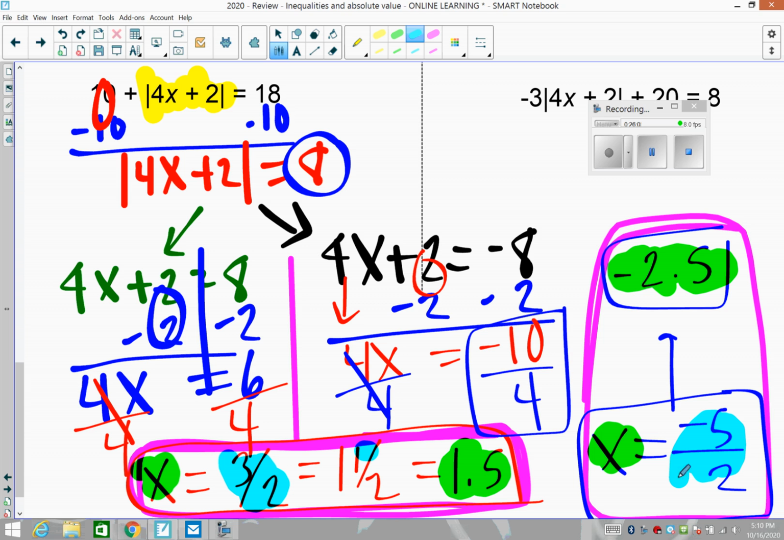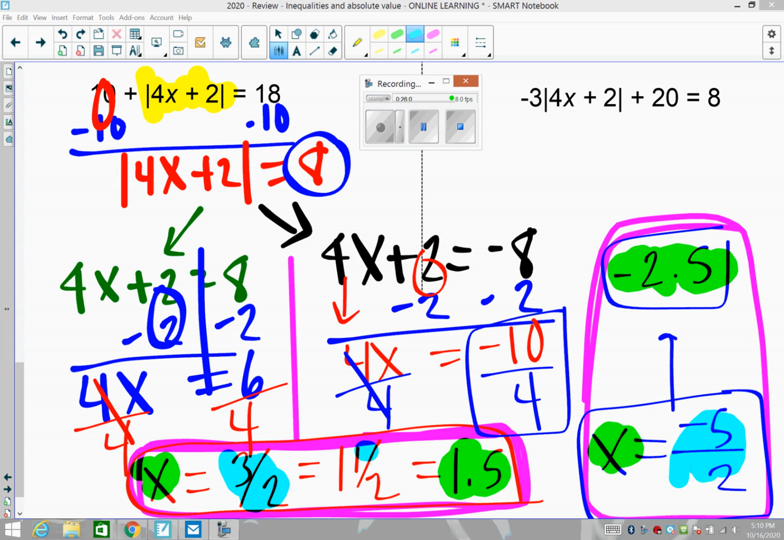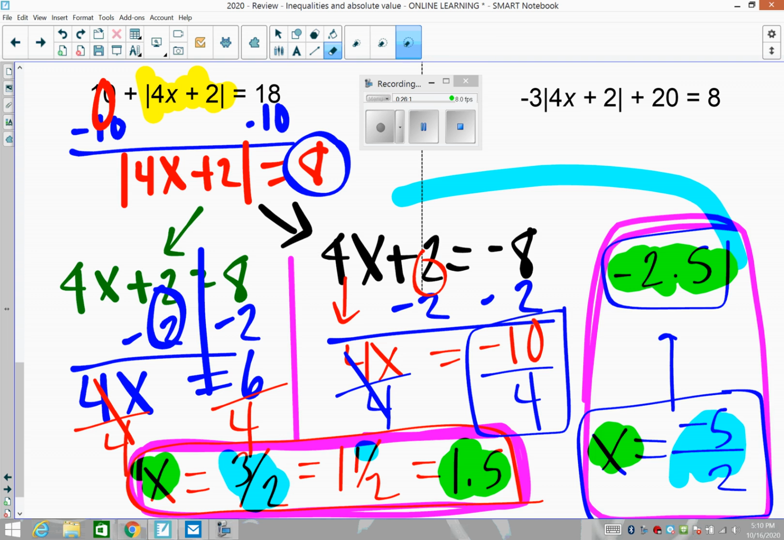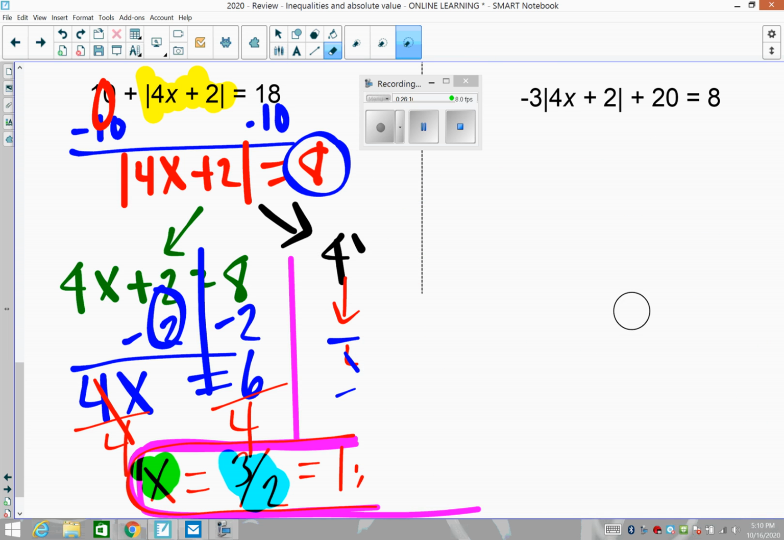All right, here we go. Let's keep going. So we're still solving these. It's going to be a pretty long video, I think, today because we're reviewing everything in the unit on absolute value inequalities. Okay, so we start to solve.